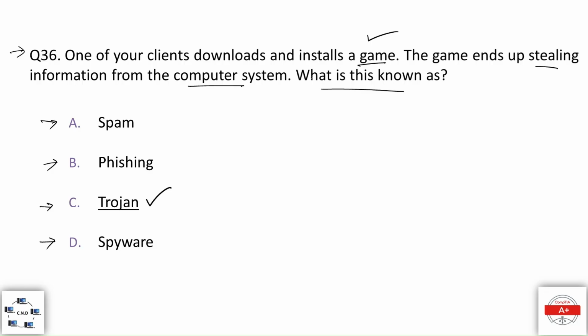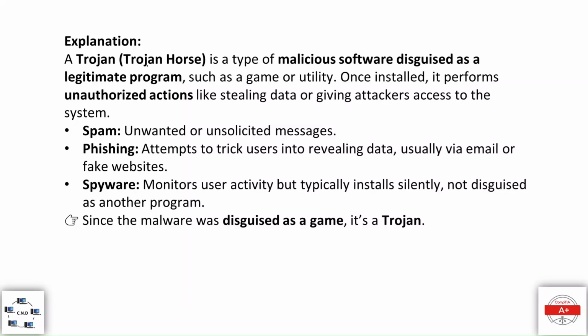So a Trojan is a type of malware that seems like legitimate software or an application such as a game, but at the back end, it is malicious software that steals information. A Trojan or Trojan horse is a type of malicious software disguised as a legitimate program such as a game or utility. Once installed, it performs unauthorized actions like stealing data or giving attackers access to the system. Among the incorrect options, spam is unwanted or unsolicited messages.